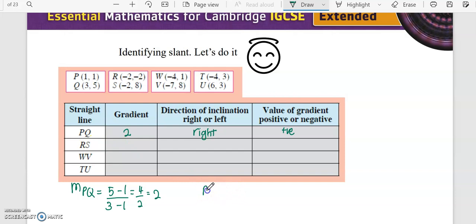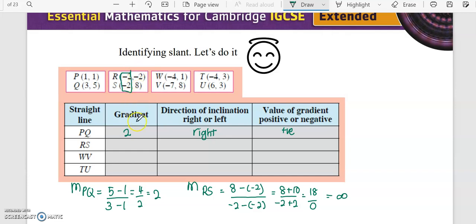Then we go to RS, gradient RS. We have y2 is 8 and y1 is negative 2, and x2 is negative 2 and x1 is negative 2. So 8 plus 2, that is 10, divided by negative 2 plus 2, so 10 over 0. This one is undefined. Here the x coordinates are the same while the y is different, so it is a vertical line. The gradient is undefined, there is no direction, and no positive or negative value.